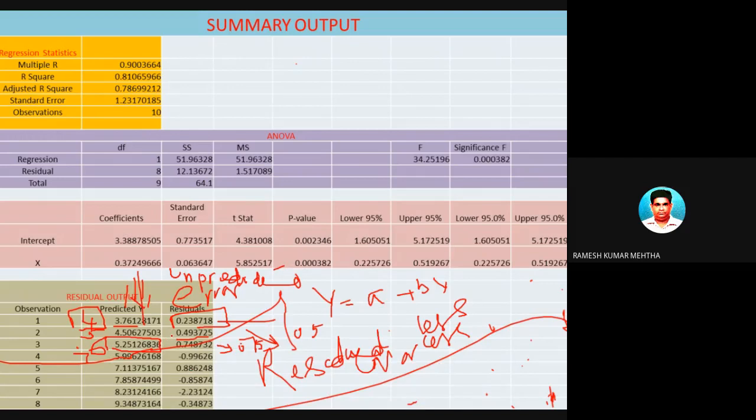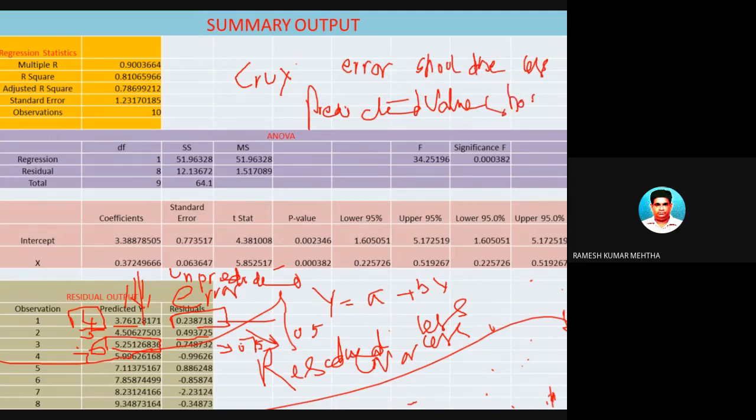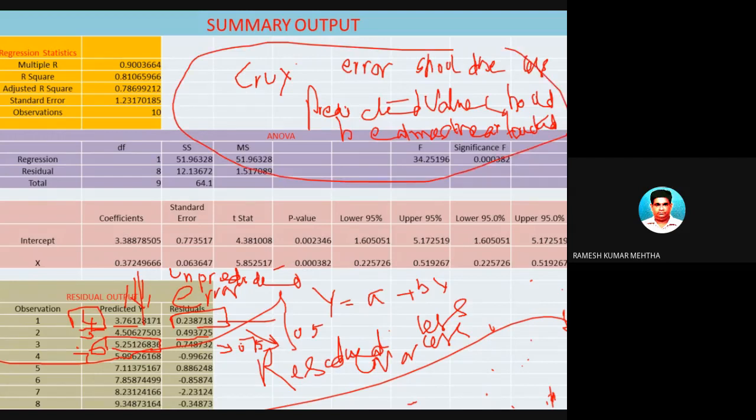So the crux of my discussion is the error should be less, and the predicted value should be almost near to the actual value. If these are the conditions, then the model is said to be a very good model.